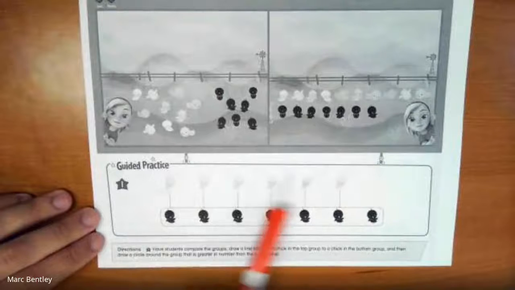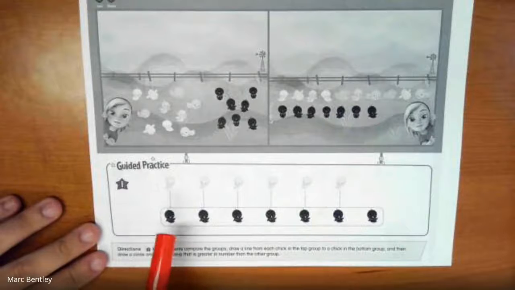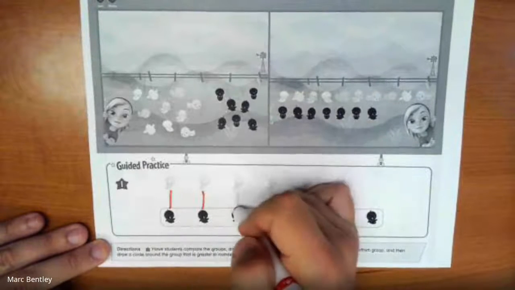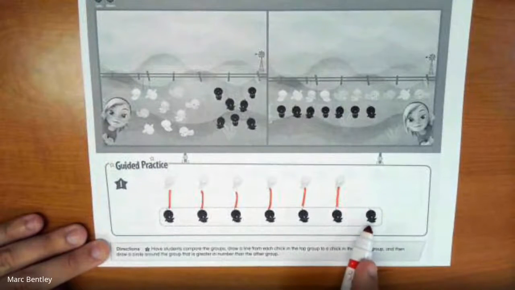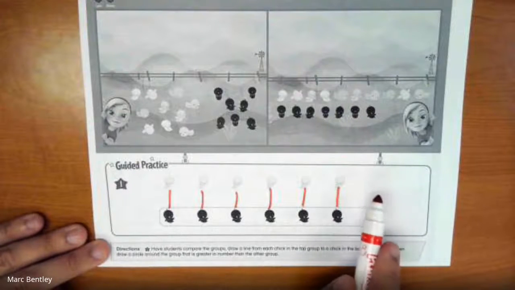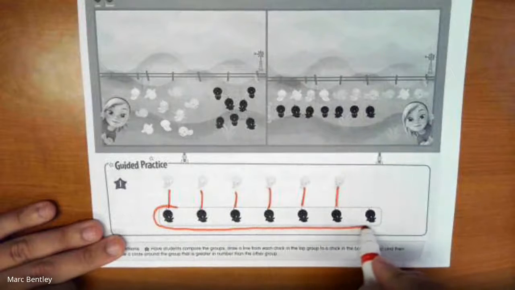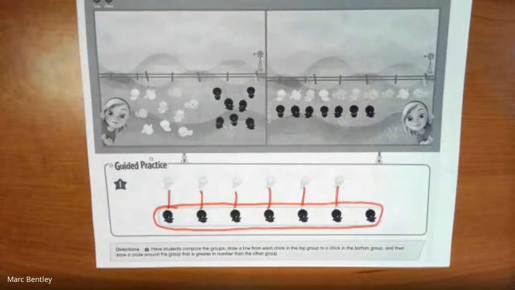So here we have two sets of chicks, and we have to figure out if there's more chicks in the top group or in the bottom group. So if I draw a line between each chick, you'll see that there is one more chick in this bottom group than there is in the top group. This one, there's no chick above it. Therefore, there are more in this group here, and I'm going to circle that group right there.